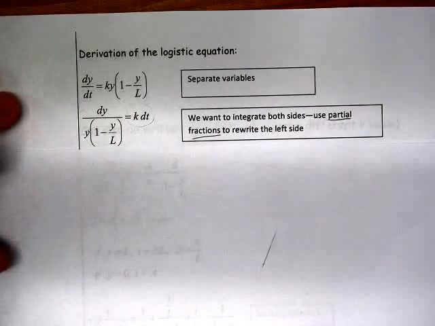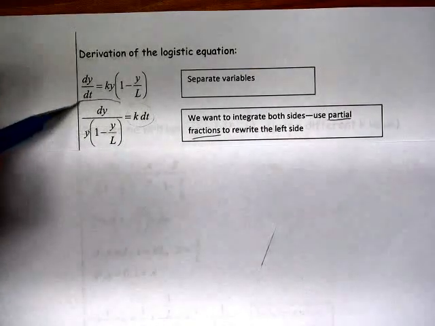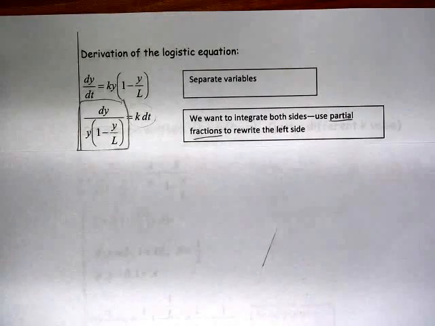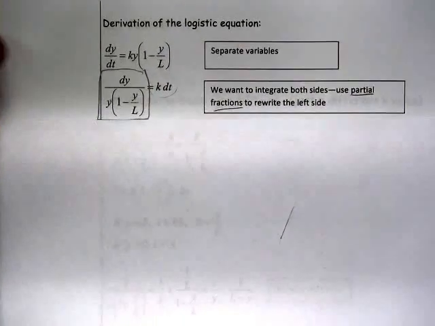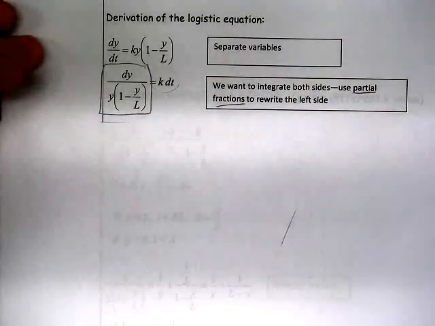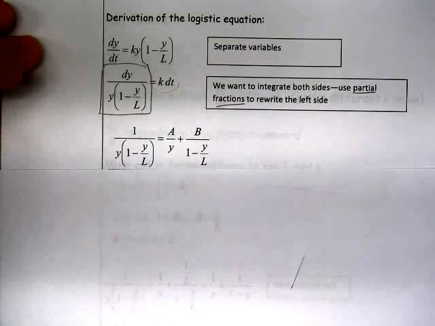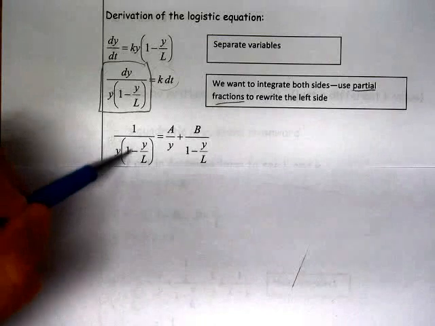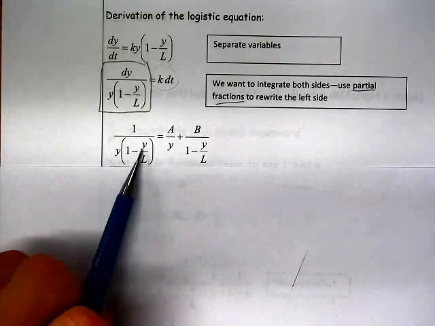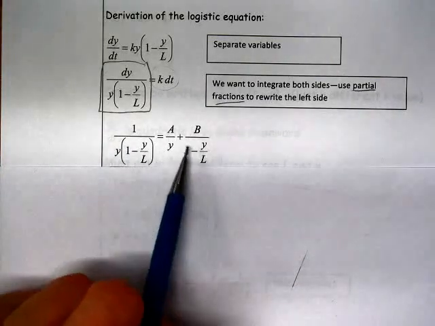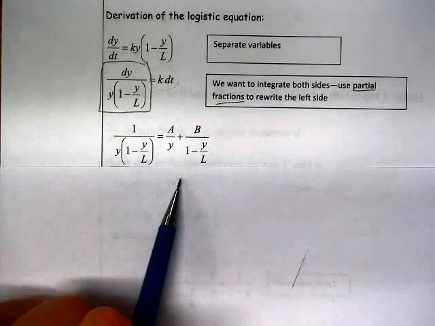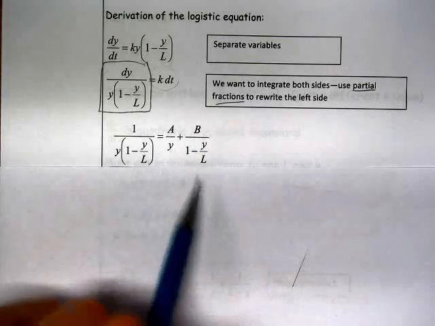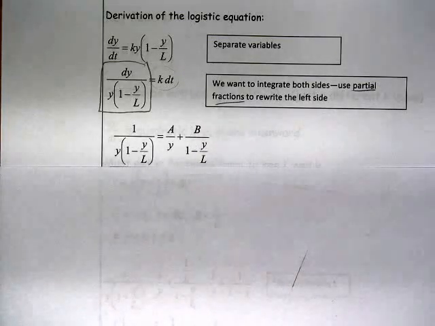Okay, so I'm going to take an aside here. We're just going to work on the left part of this equation for the time being. And so I want to take that 1 over y times the quantity 1 minus y over L, and I want to split it up so that I have a sum of two fractions, one of which has a denominator of just y and one of which has a denominator of 1 minus y over L.